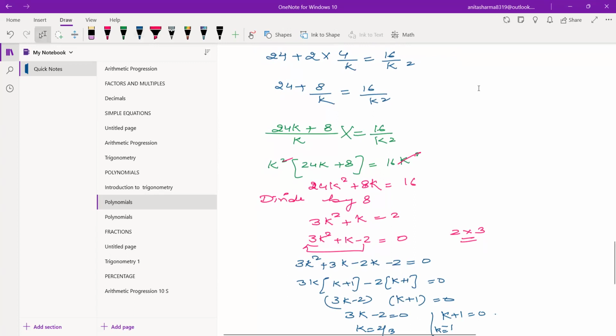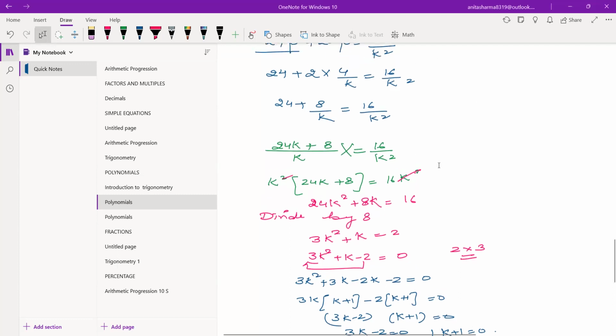So children, understood how you will solve this type of question? Yes, ma'am. Note this, beta. This question is quite important.